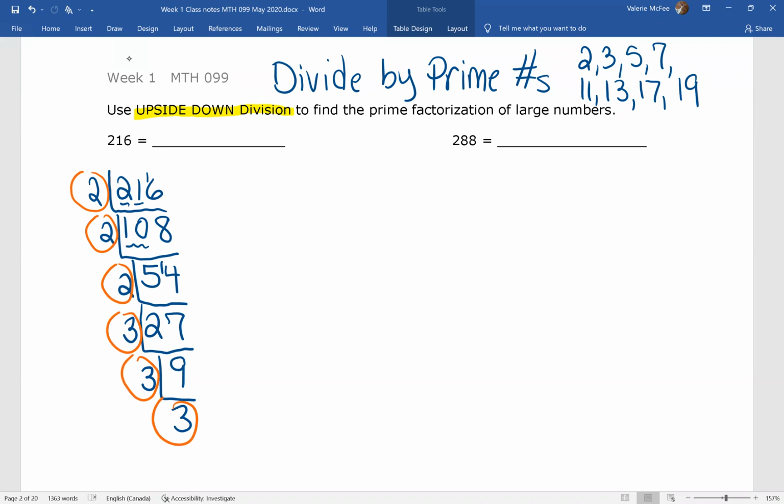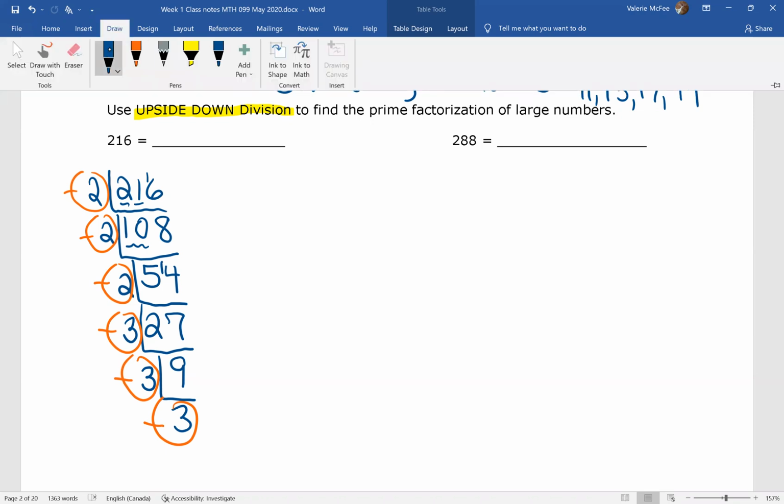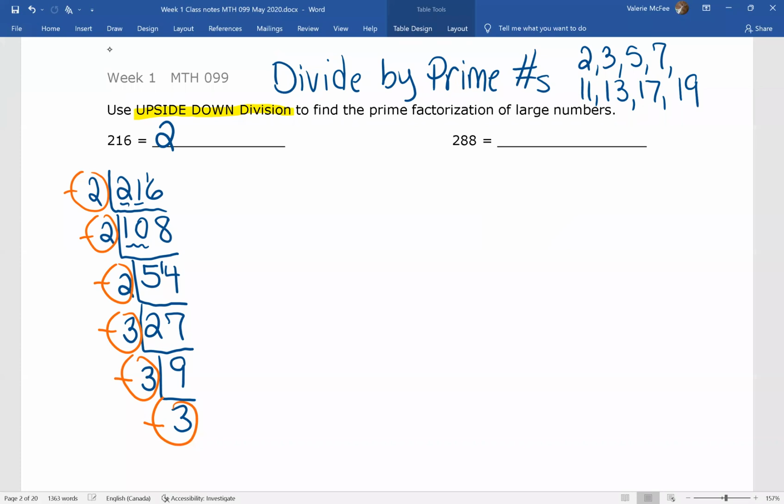Now, this is the only time I'm going to suggest you pull out a calculator. You could pull out your calculator and check. Does 2 times 2 times 2 times 3 times 3 times 3 equal 216? It should. So we see that 216 is equal to 2 to the power of 3 times 3 to the power of 3.